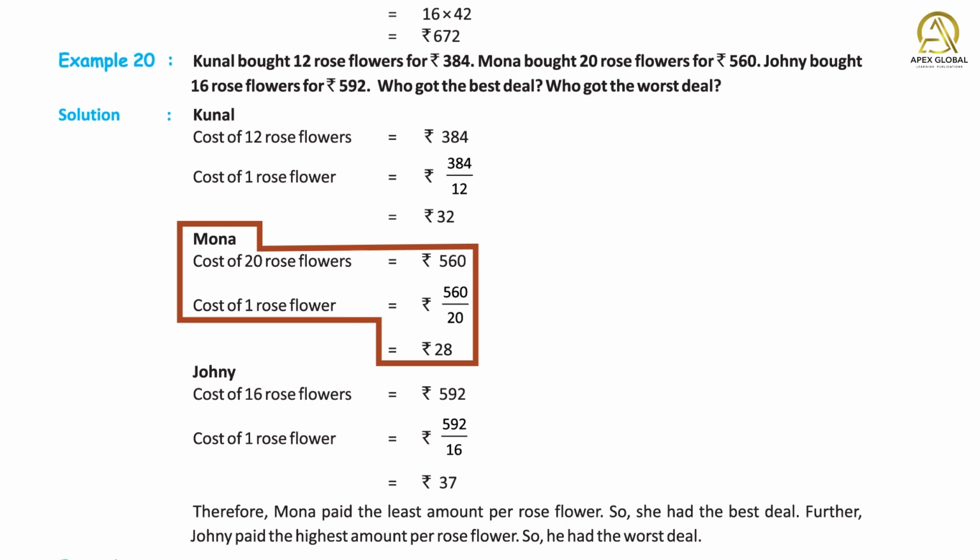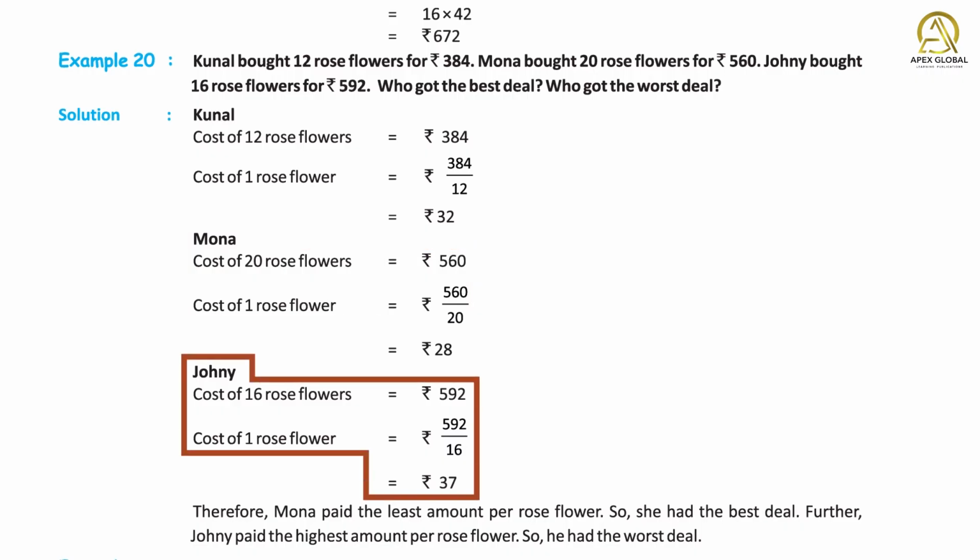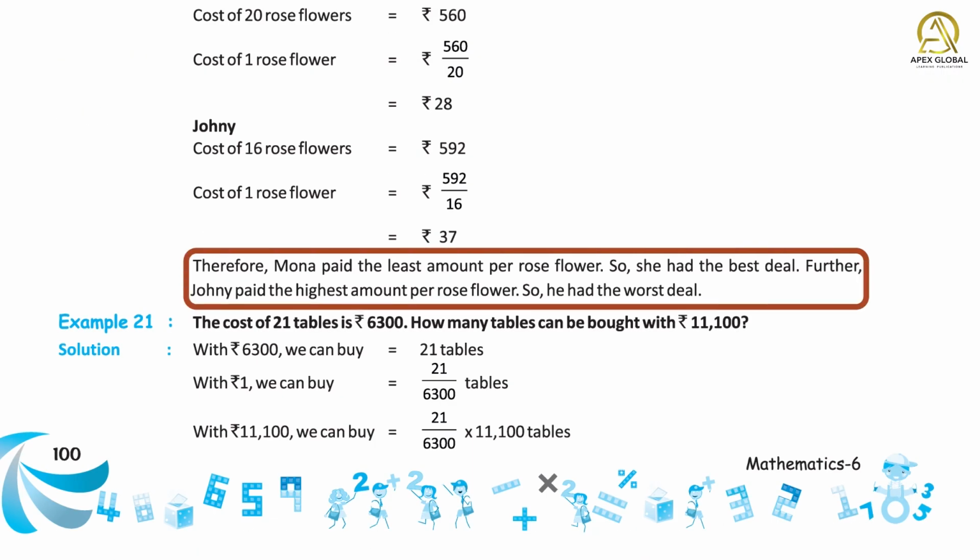Mona. Cost of 20 rose flowers equals rupees 560. Cost of 1 rose flower equals rupees 560 upon 20 equals rupees 28. Johnny. Cost of 16 flowers equals rupees 592. Cost of 1 rose flower equals rupees 592 upon 16 equals rupees 37. Therefore, Mona paid the least amount per rose flower, so she had the best deal. Further, Johnny paid the highest amount per rose flower, so he had the worst deal.